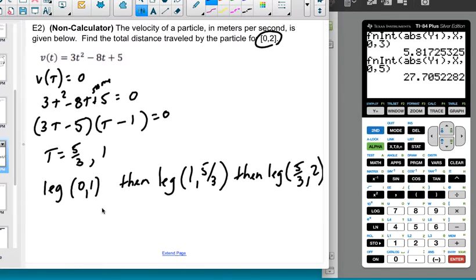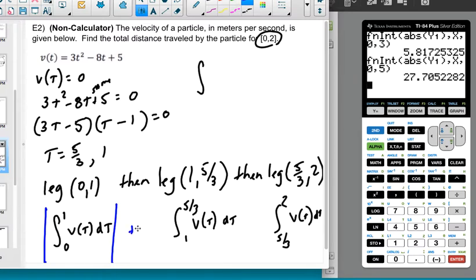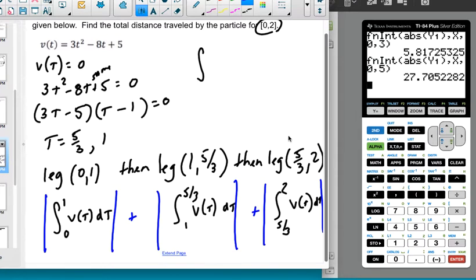Essentially, I need to find the integral from 0 to 1 of v of t, the integral from 1 to 5/3 of v of t, and the integral from 5/3 to 2 of v of t. And then after I find each of these, I'm going to make the result positive. Notice this is not the same as integrating the absolute value, because that's something you need a calculator to do.